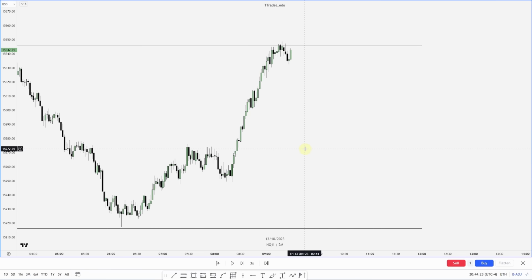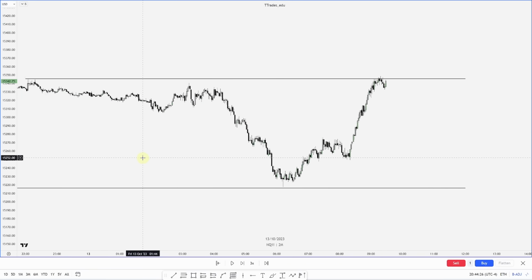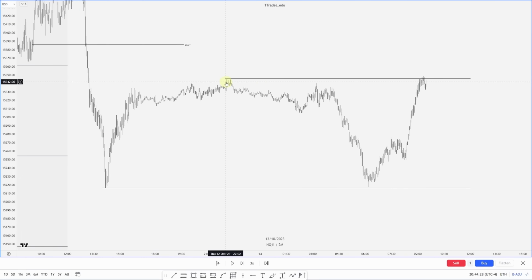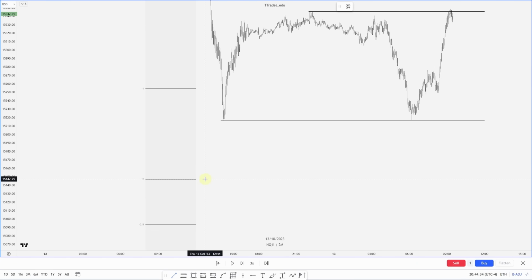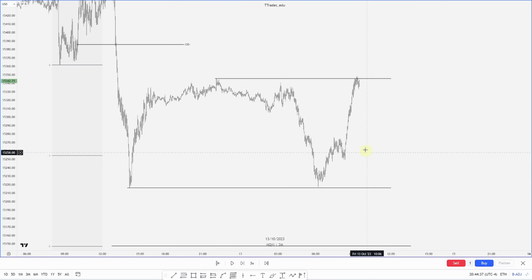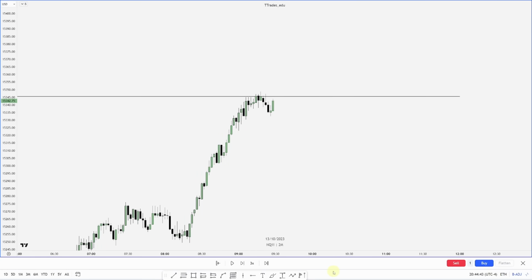So here we are on the 2-minute chart. Let's go ahead and zoom out so you can see where we're at. We have the old high that was just tagged right there, our equal lows here, and we have a -2 to -2.5 right here. So we'll go ahead and mark that out. Zooming back in, let's see what 9:30 open does.